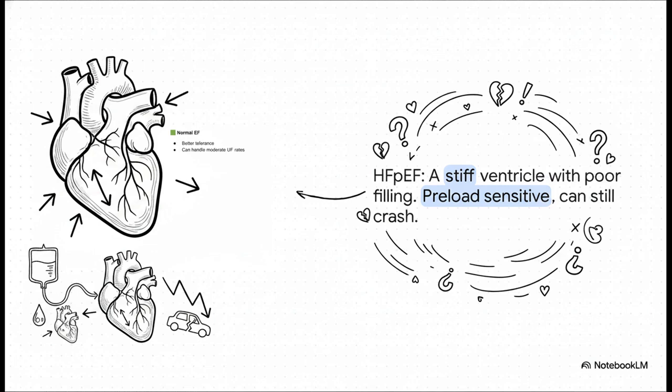Now, the HFpEF patient, this is a totally different trap. You look at their echo, and the EF looks great, right? 50% or more. But the problem isn't a weak pump. The problem is a stiff ventricle. It's so non-compliant that it can't relax and fill up properly in the first place. That stiffness makes it incredibly sensitive to preload. So even a small drop in volume from dialysis means the ventricle fills even less, cardiac output plummets, and the patient crashes, all with a supposedly normal EF.